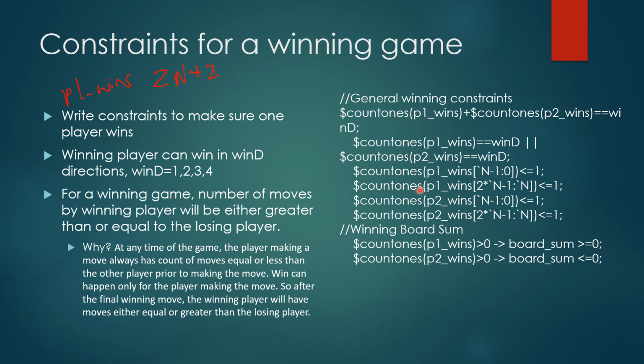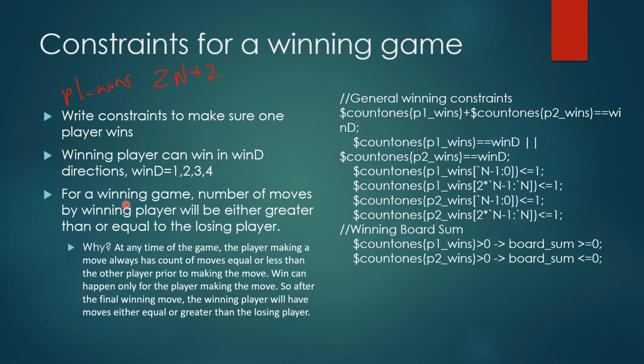And you cannot have two parallel directions as a winning direction. So you cannot select two rows. This is saying that you can have two columns in the winning direction. And finally, there is some constraint based on the sum of the board.